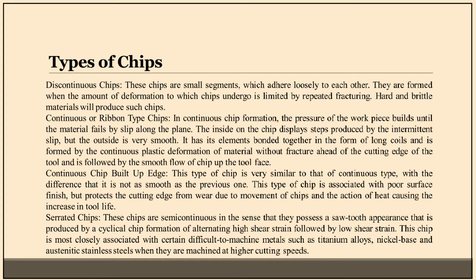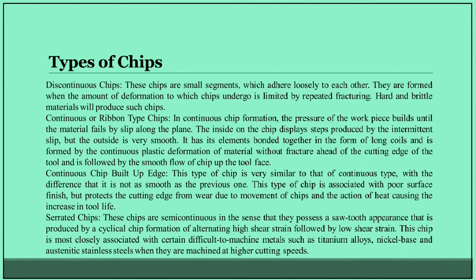Second one, continuous or ribbon type chips. In continuous chip formation, the pressure of the workpiece builds until the material fails by slip along the plane. The inside of the chip displays steps produced by the intermittent slip, but the outside is very smooth. It has its elements bonded together in the form of long coils and is formed by the continuous plastic deformation of material without fracture ahead of the cutting edge of the tool and is followed by the smooth flow of chip up the tool face.